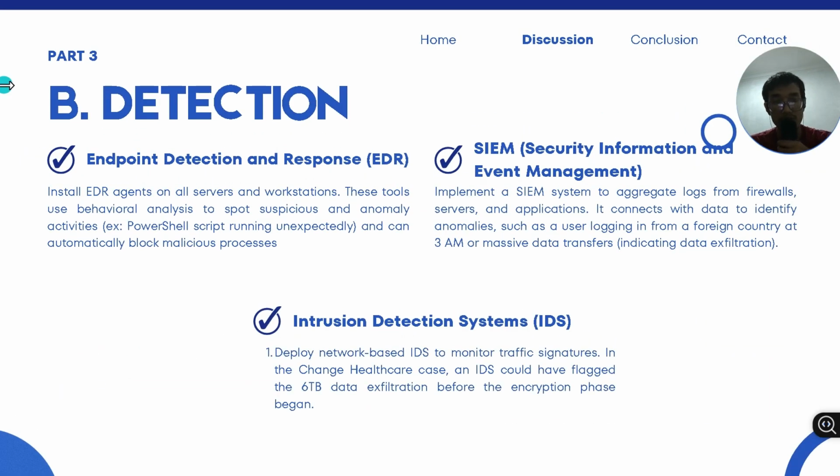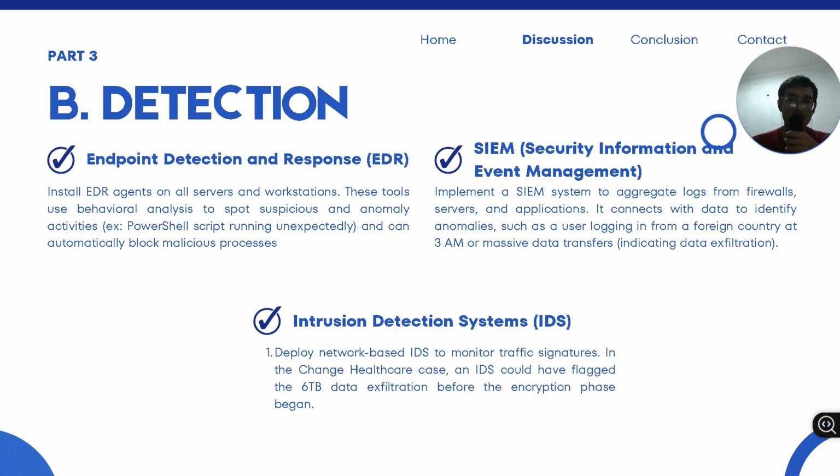So the next one, B, is detection. Detection can reduce the time attackers spend inside the network before deploying ransomware. So the first one, we can apply endpoint detection and response, EDR, where we install an EDR agent on all servers and workstations. This tool uses behavior analysis to spot suspicious or anomalous activities in the network.